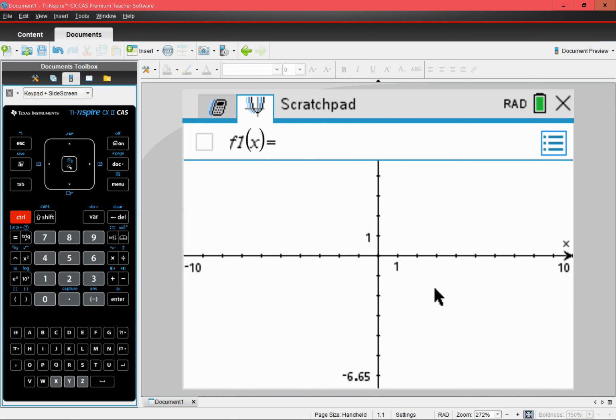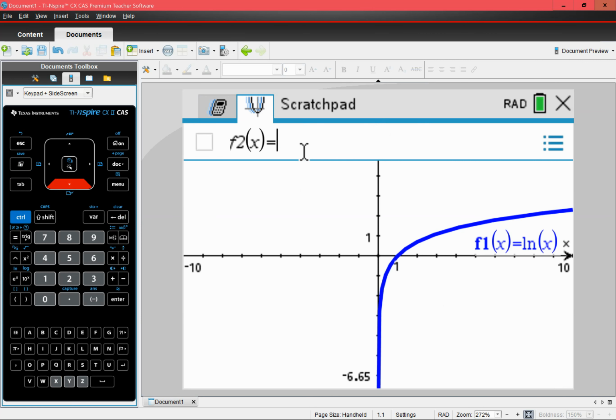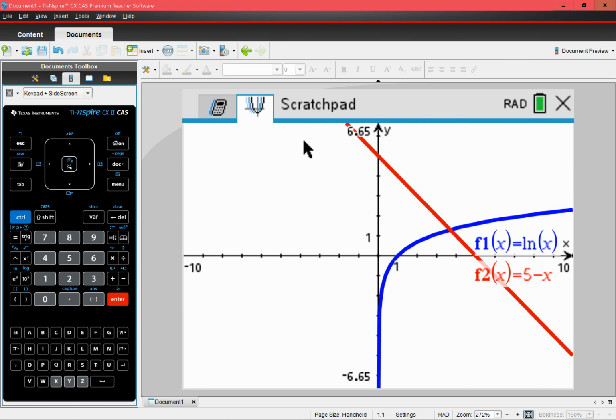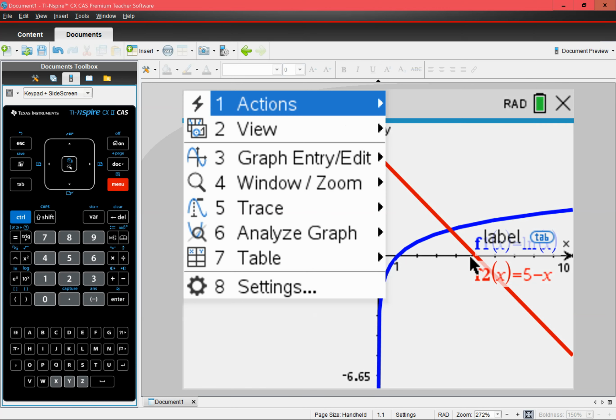There we go. Natural log of x, and we also need to graph the function 5 minus x. There are those two. We can see our kind of triangular region in here, and I bet we're going to need their intersection, so let's go ahead and do that too.